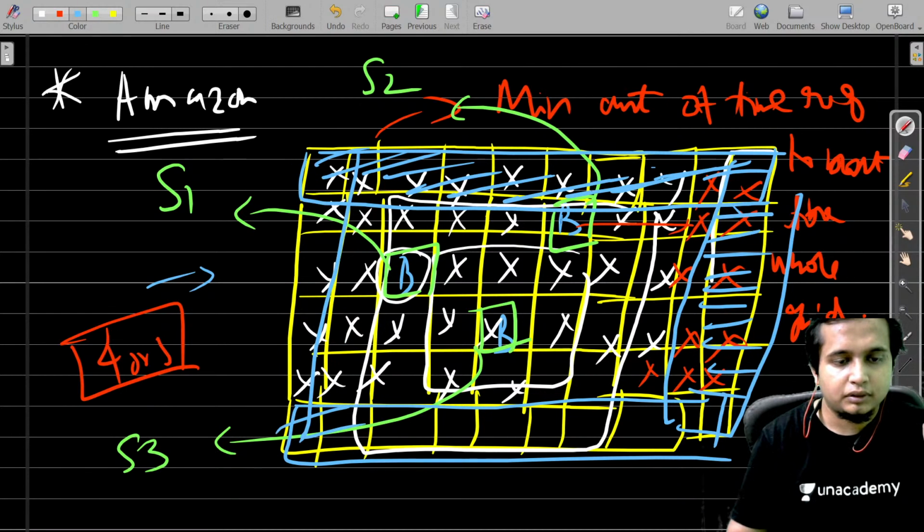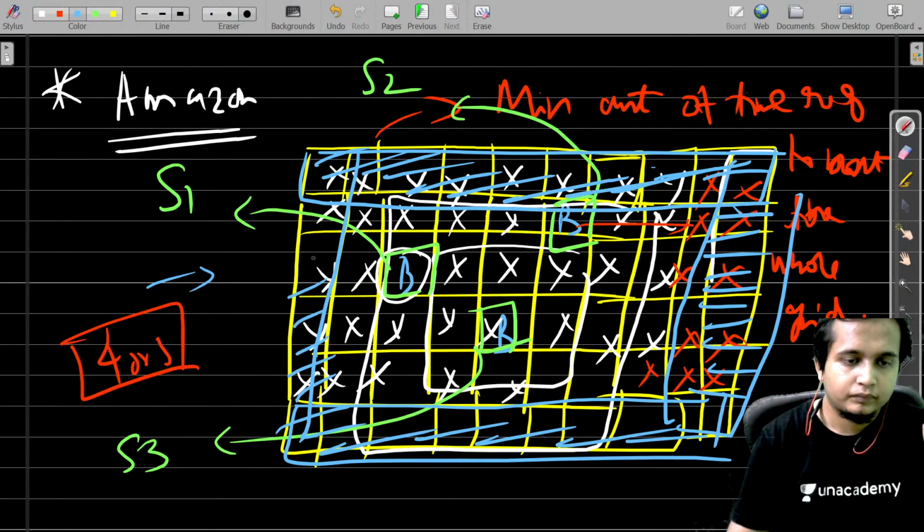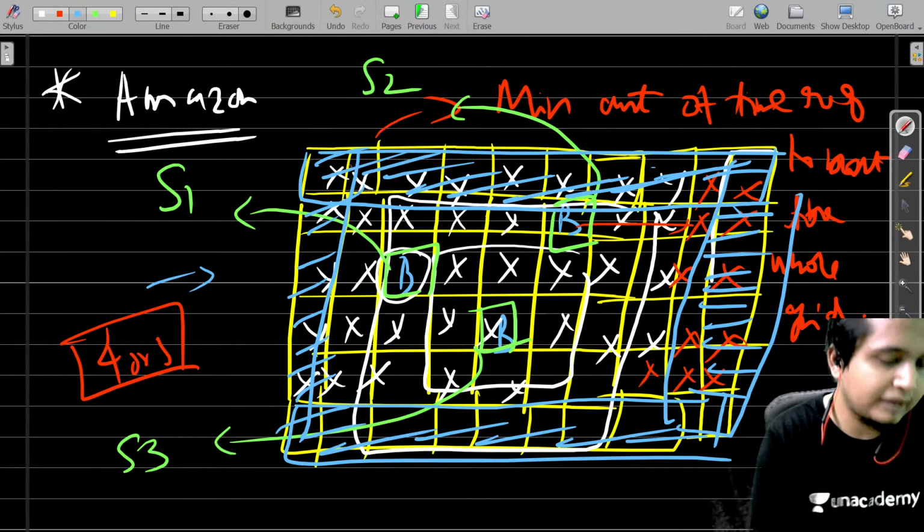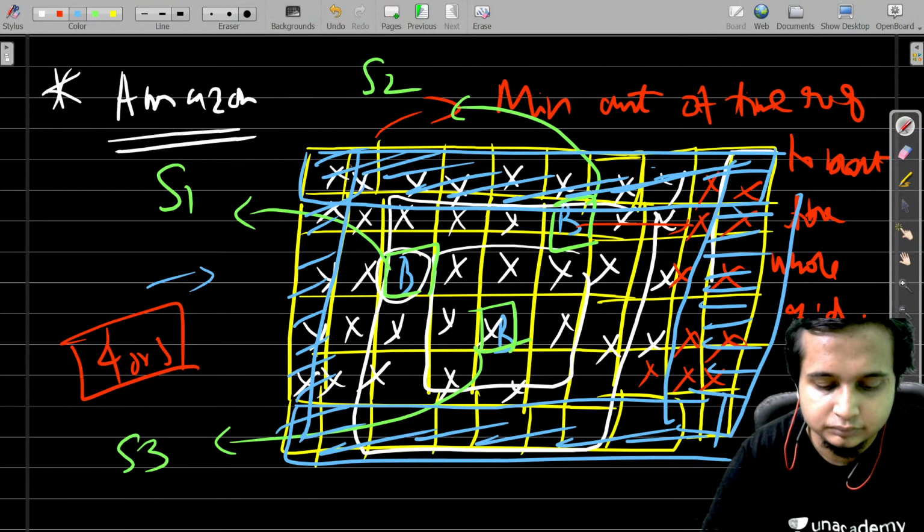Is this clear to everyone? Is the solution clear to everyone? This problem was, I think, very recently asked in Amazon. Yeah, we are doing it using a multi-source BFS.